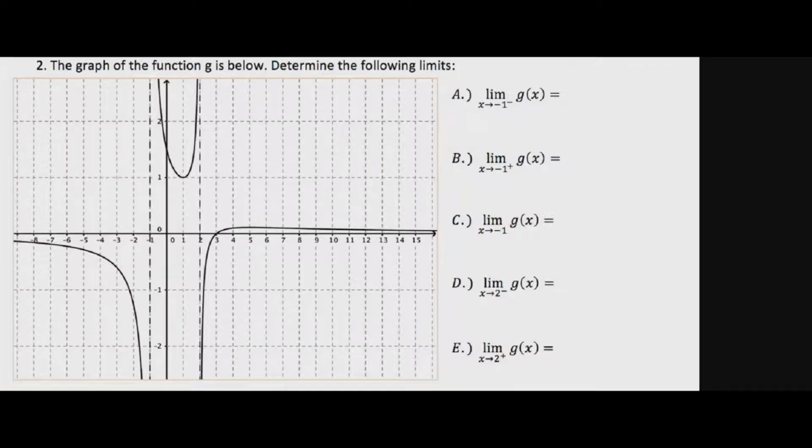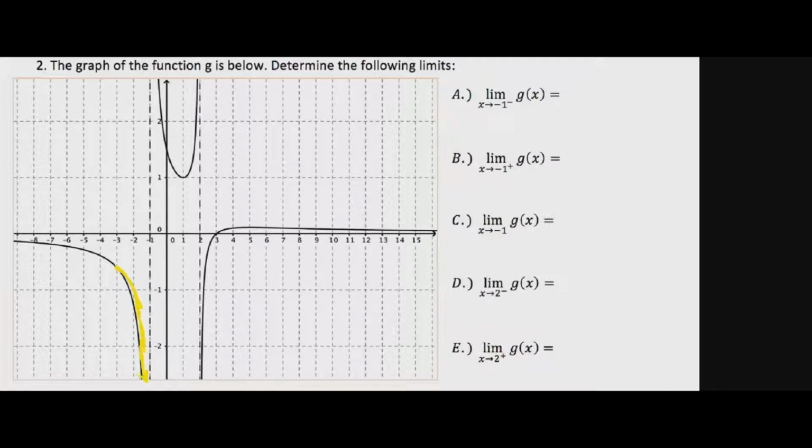Let's look at problem A. It says, what is the limit as x approaches... And the limit, again, I'm telling you, just means the y value. The limit as x approaches -1 from the left. So -1 is right here. From the left, I put my cursor and get closer and closer to it.